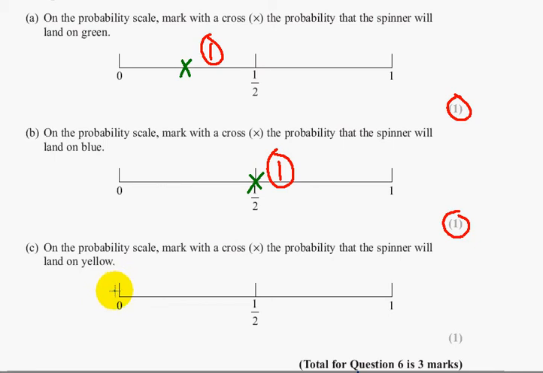So impossible, 0 is here. And that's also worth 1 mark. And that's it for question 6.